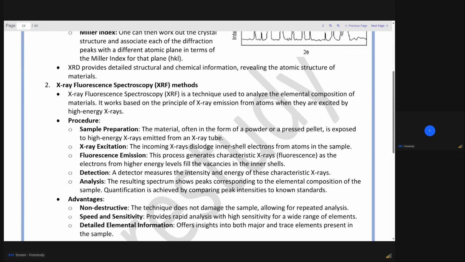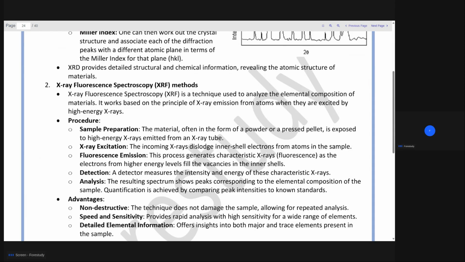So the X-ray technique is used to analyze the elemental composition of the material. It works based on the principle of X-ray emission from atoms when they are excited by high energy X-rays. So what is the procedure? The procedure starts with sample preparation. The material, often in the form of powder or pressed pellet, is exposed to high energy X-rays emitted from an X-ray tube. So if we want, we can do it both ways.